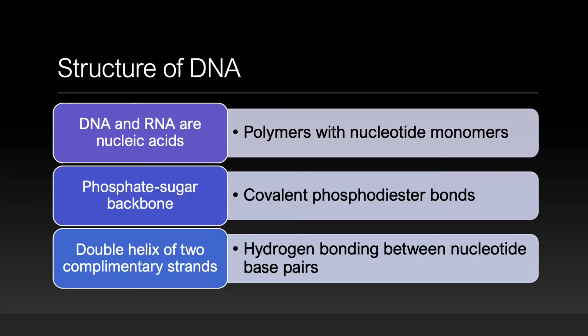So if you recall, DNA and RNA are nucleic acids. These are made up of nucleotide monomers. We'll get to the structure of nucleotides in just a second. DNA is a double helix, and the outside of the helix is made up of the phosphate sugar backbone, held together by phosphodiester bonds, which are covalent bonds. DNA's double helix is made up of two complementary strands, and these strands are running in opposite directions. That's why they're called complementary, and those strands are connected through hydrogen bonding between the nucleotides.